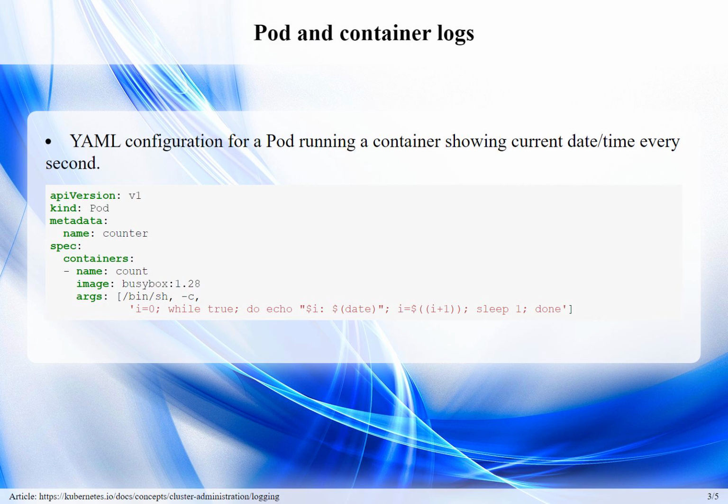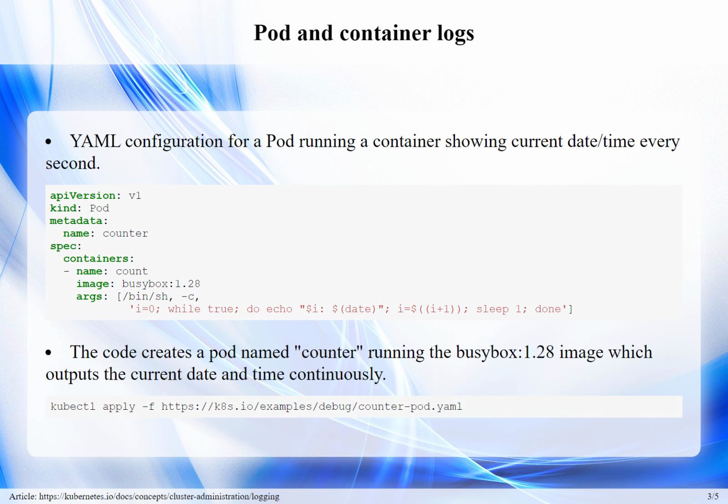This code snippet is a YAML configuration for a pod named counter, with a container named count, using the BusyBox 1.28 image. The container runs a shell script that continuously outputs the current date and time every second. The code is using the kubectl apply command to apply the configuration defined in the counter pod YAML file, which is hosted on the k8s.io website. This command will create a pod named counter, running the BusyBox 1.28 image that continuously outputs the current date and time every second.